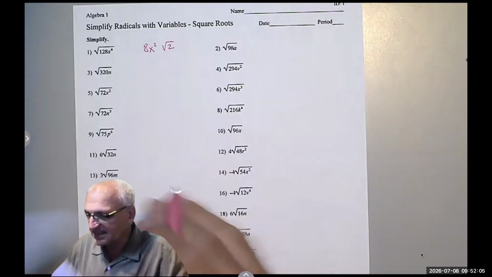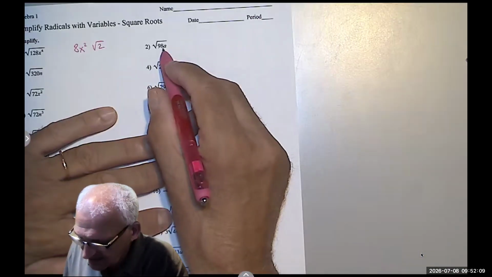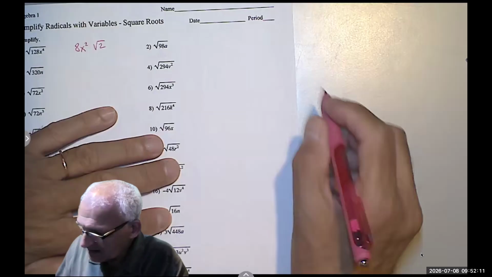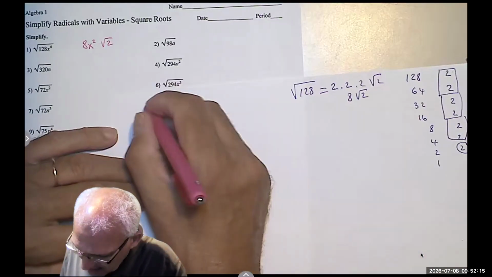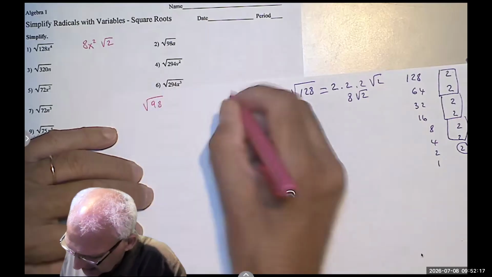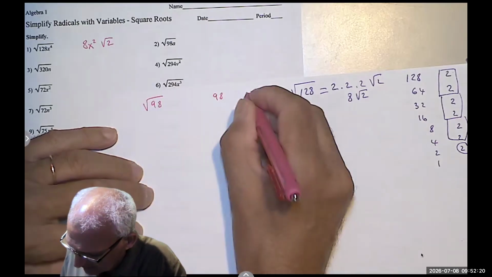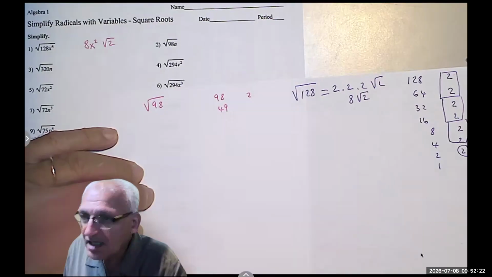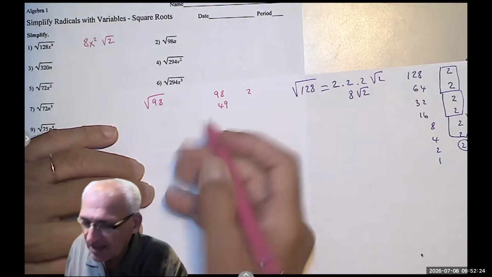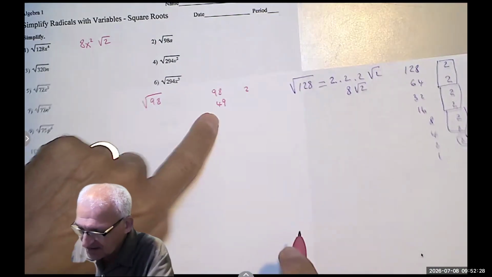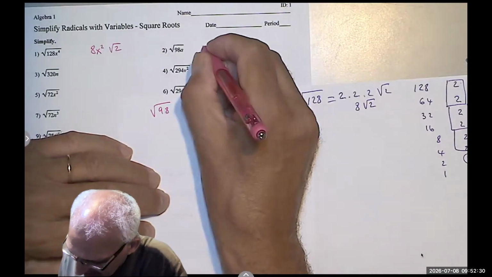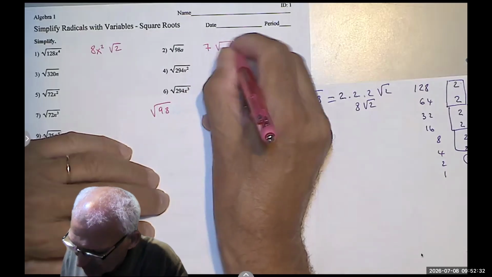Help me with the second one. The square root of 98a. Okay, same piece of paper. Square root of 98. I'm going to take the 98. It's even, so I divide by 2. I get 49. I stop. There is no reason to say, well, 49 is 7 times 7. There is nothing else. So it's 7 square root of 2.